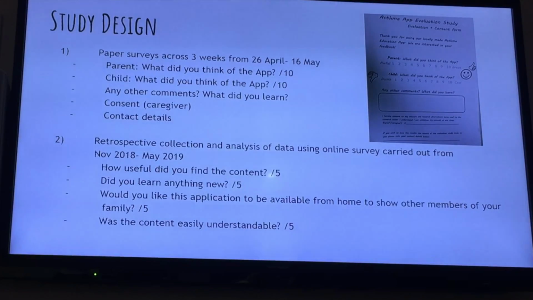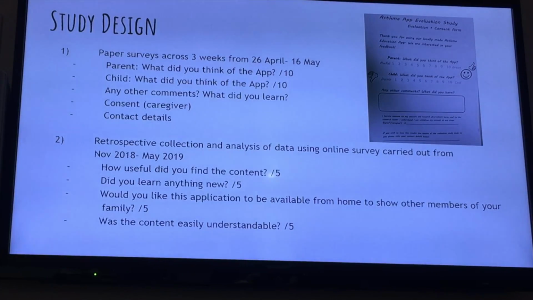And the second method is looking at collection of data that was done on the app itself. So the app has an online survey that's inbuilt, and that was collected from November 2018 to May 2019, and we retrospectively analyzed those data and looked at the ratings that were given. And those were the 4 questions that were in the app.